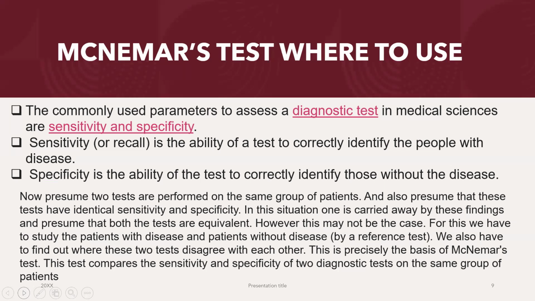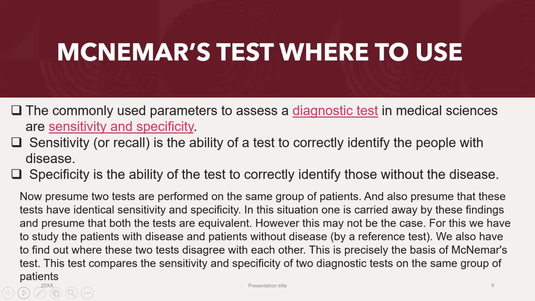Now presume that two tests are performed on the same group of patients, and also presume that these tests have identical sensitivity and specificity, meaning both tests detect correctly the people with the disease and without the disease. In this situation, one is carried away by these findings and presumes that both tests are equal, that is, both are equally sensitive and specific. So how to know which test is more diagnostically correct? However, this may not be the case.